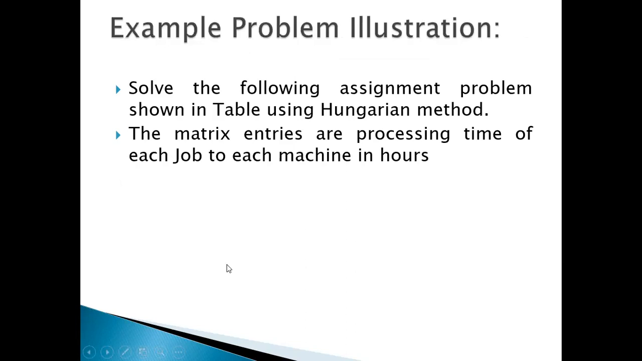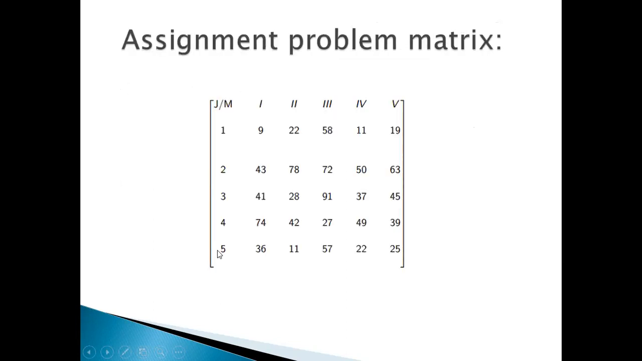Example problem illustration. Solve the following assignment problem with the help of the Hungarian method. The matrix entries are considered to be the process time of each job on each machine, represented in hours as given in the following table format. Here J represents number of jobs and M represents number of machines. So this type of problem is said to be a balanced assignment problem. Why? The reason is it has 5 rows and 5 columns. So it is an equally balanced assignment problem matrix.